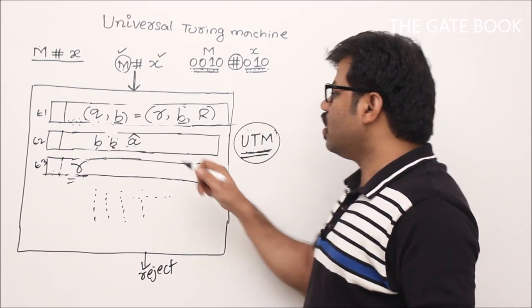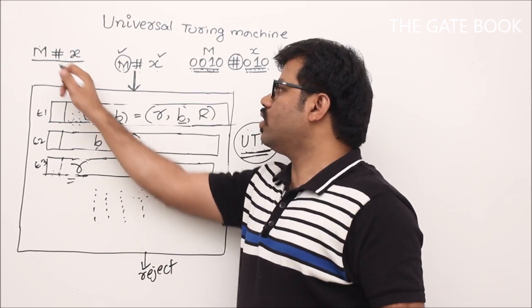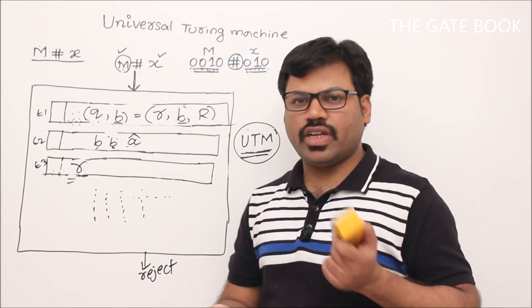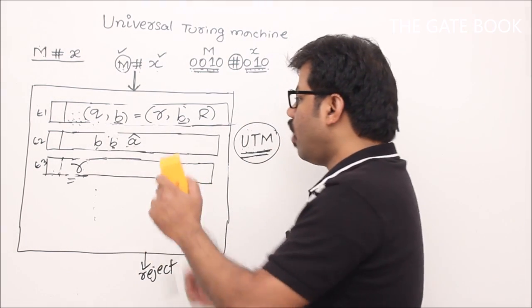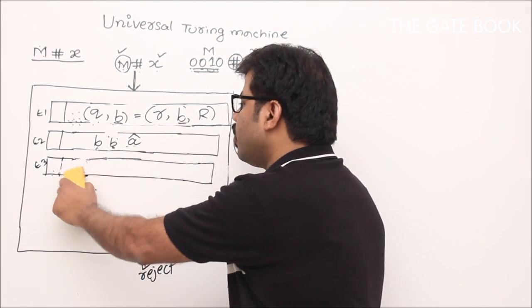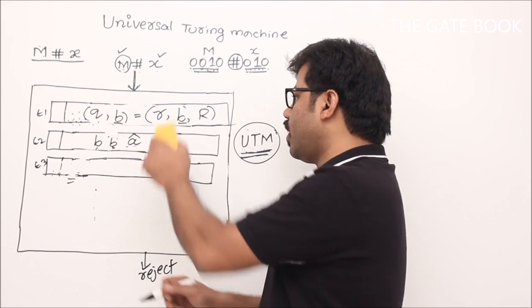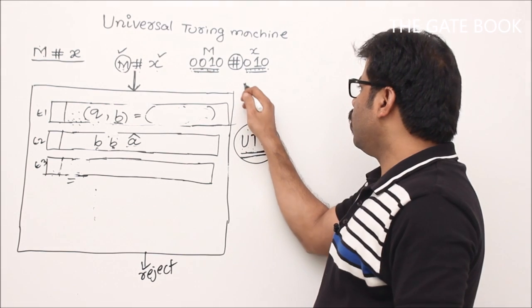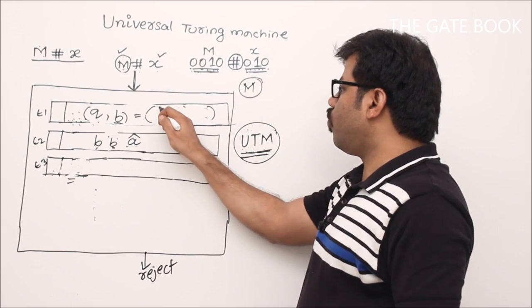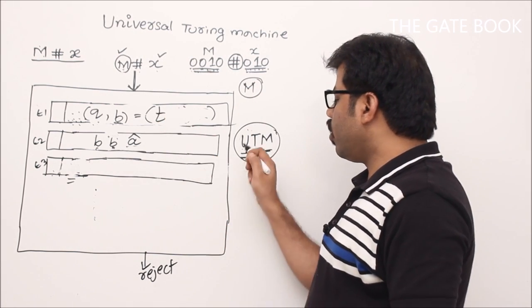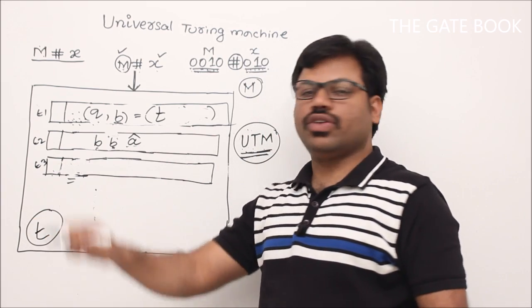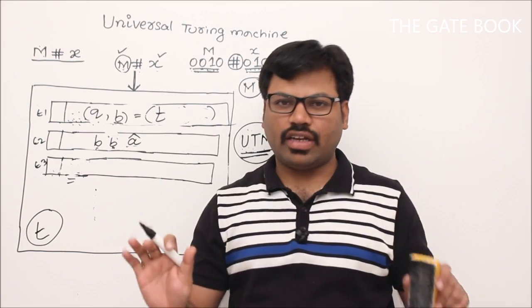The universal Turing machine is simulating the code of this Turing machine M. Finally, what will it do after simulation? Let's say after some point of time your Turing machine M comes to final state, then your universal Turing machine will stop the execution and say, I am also final.